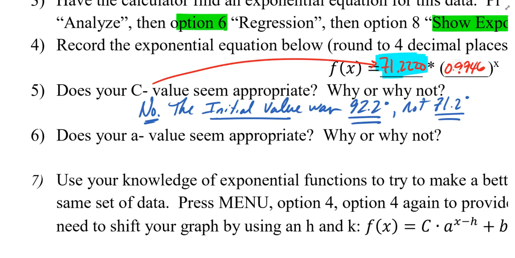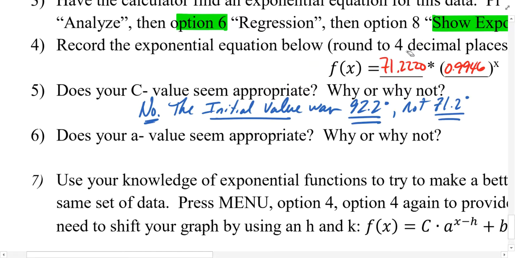Now what about the a value, our growth factor or decay factor? Does 0.99 seem appropriate for it? Take a moment and respond, please. Resume playback in a moment to see what I would say.